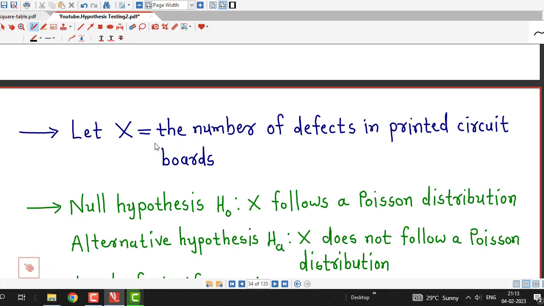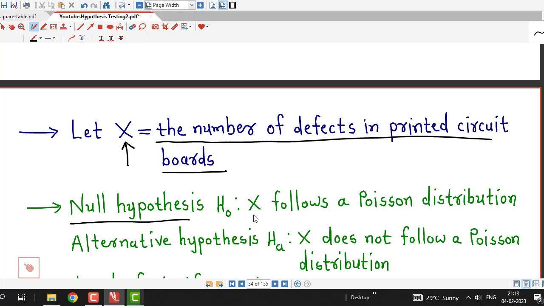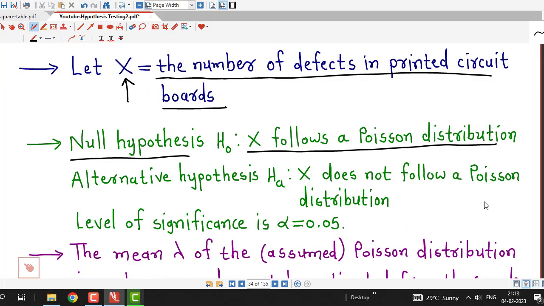I start by taking this notation for capital X. The number of defects in printed circuit boards is denoted by the random variable capital X. The null hypothesis is that capital X follows a Poisson distribution, and the alternative hypothesis is that X does not follow a Poisson distribution. The level of significance is 5%.